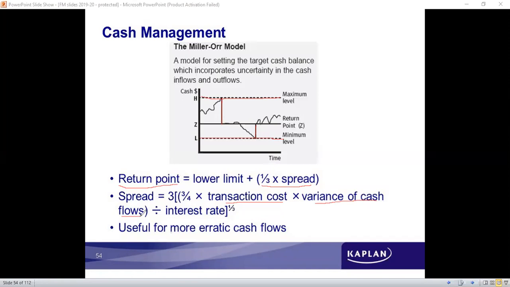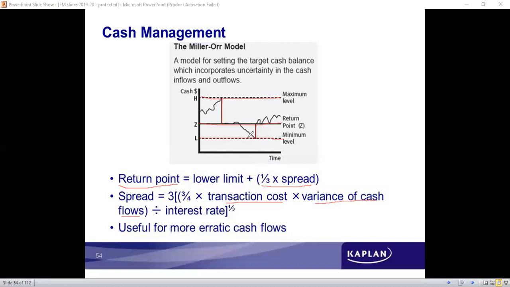Spread is 3 by 4 into transaction cost into variance of cash flows, divided by interest rate, the whole to the power of 1 by 3. So there is a formula which is given to find out what the spread is. After we find out the spread, we come back to the return point. On an average, this is the amount of cash balance which has to be maintained. So how do we come to this is by calculating lower limit plus 1 by 3 into spread. Spread is given by a formula.